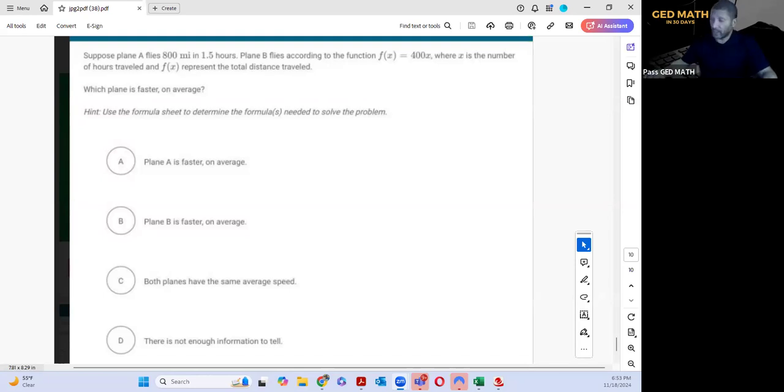But let's do this problem. So, the one you did not answer. Brandy, you answered. But let's look at this problem. So remember, unit rate. Identify your givens: 800 in 1.5 hours, and f of x equals 400x.